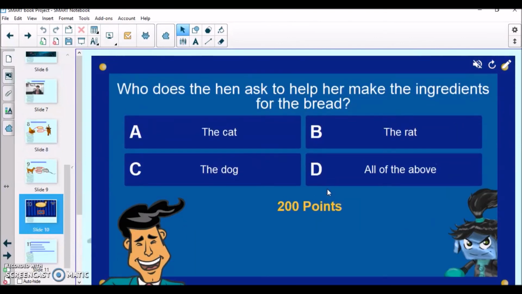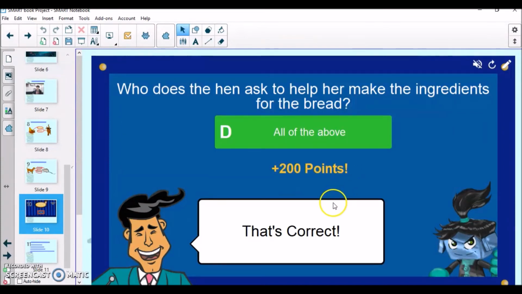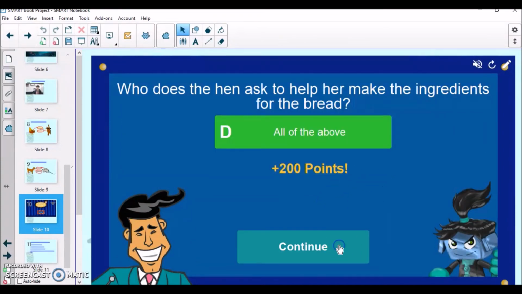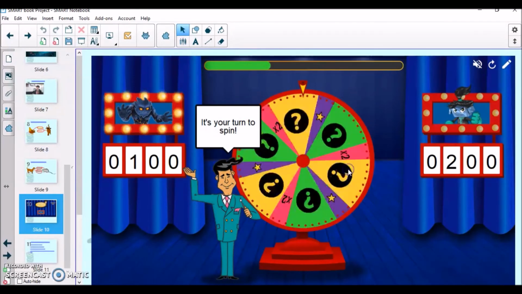Okay, who does the hen ask to help her make the ingredients for the bread? Allison. Is it the cat, the dog, the rat, or all of the above? Okay, let's see if that's right. That is correct. Great job. Okay, so let's continue on. We're back to the left side of the room. Let's spin for you guys.